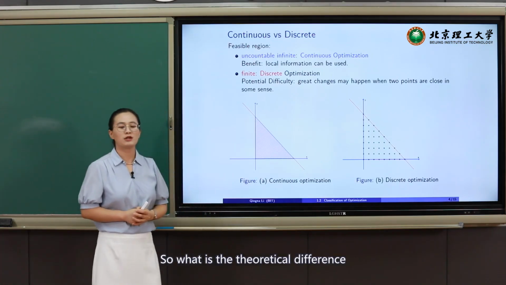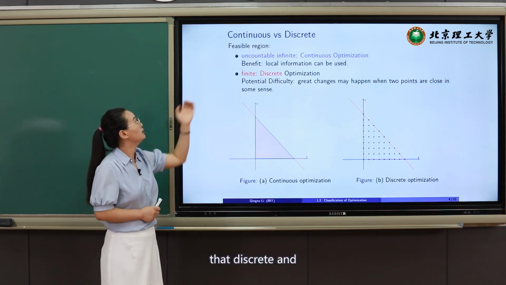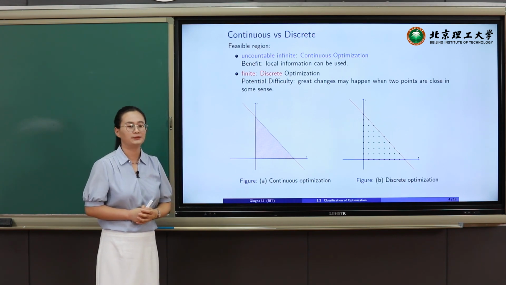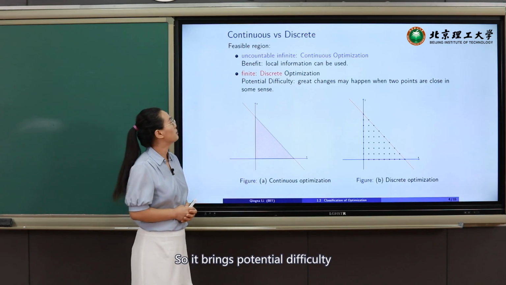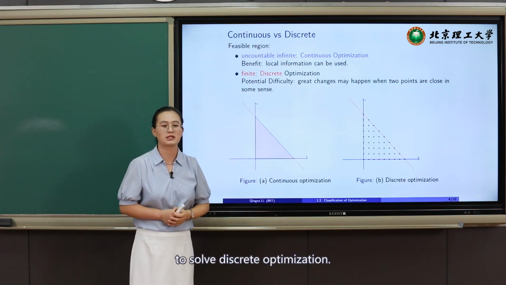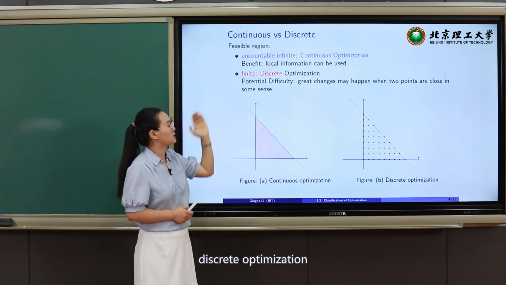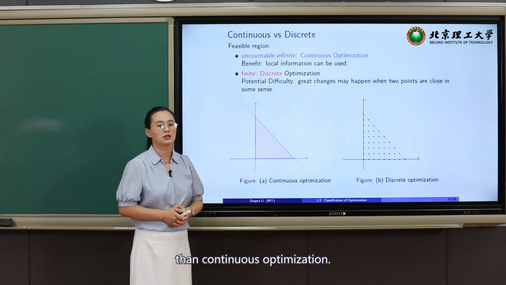So what is the theoretical difference between discrete and continuous optimization? For continuous optimization, the benefit is that you may use local information to estimate the status of a point. However, for discrete optimization, it is not that easy to use neighboring information, because even if two points are neighbors, there may be great changes from one point to the other. This brings potential difficulty in solving discrete optimization. So discrete optimization may be more difficult than continuous optimization.